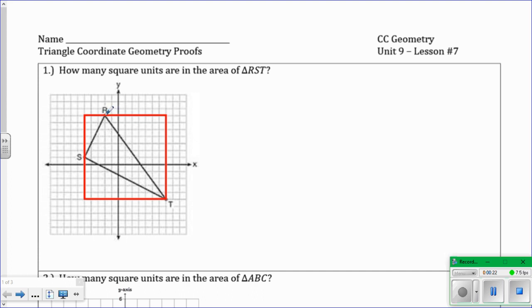So you can see point R is on the top side, point S is on the left side, and then T is in this bottom corner. So this is the largest figure I can draw. It turns out to be a square in this case.